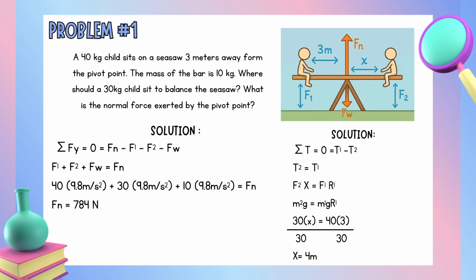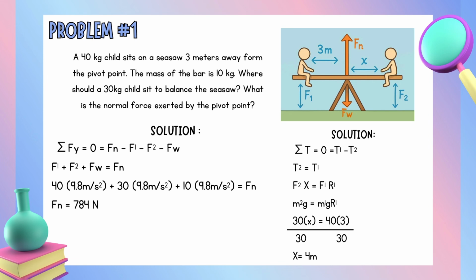For the seesaw to be in equilibrium, the upward force must equal all the downward weights. We add the mass of all three objects: 40 kg plus 30 kg plus 10 kg is equal to 80 kg. We multiply this total mass by gravity, 9.8 meters per second squared. So, the upward normal force is 784 Newtons.